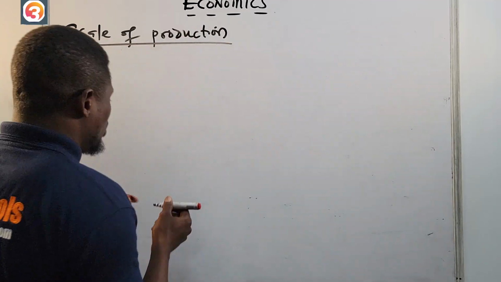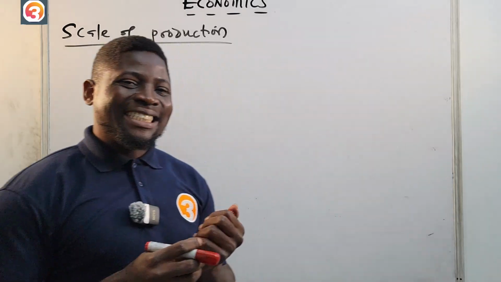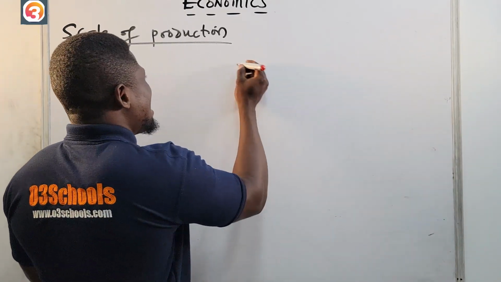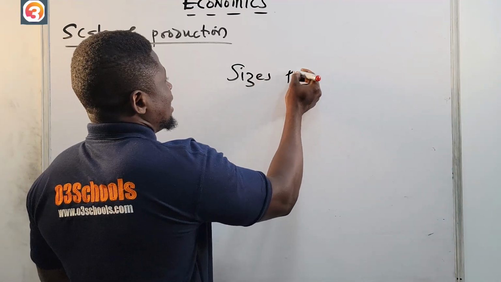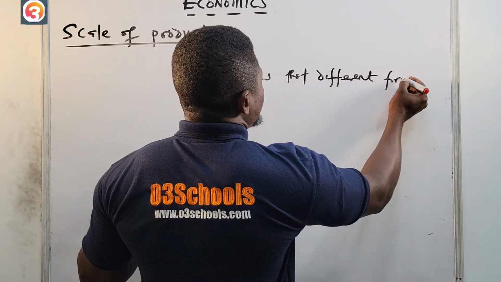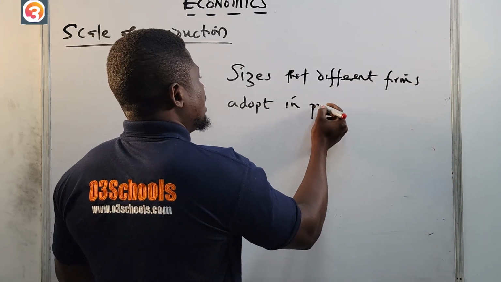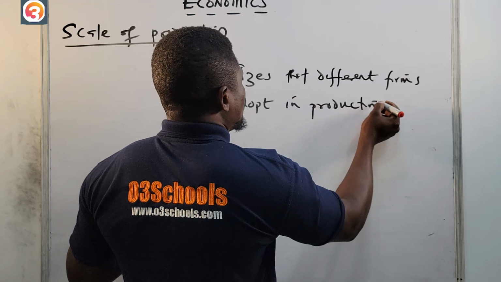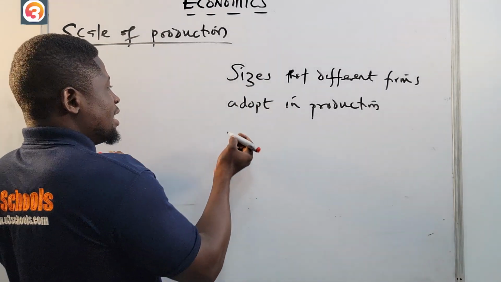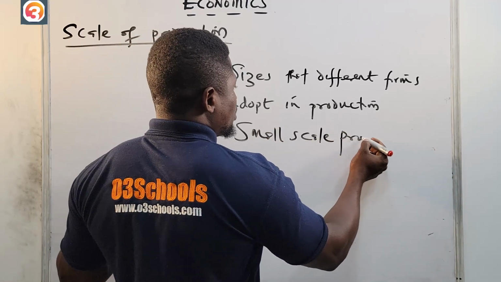Okay, scale of production. Scale of production refers to the sizes that different firms adopt in production. Some firms adopt small sizes, and in that case we call it small scale production.